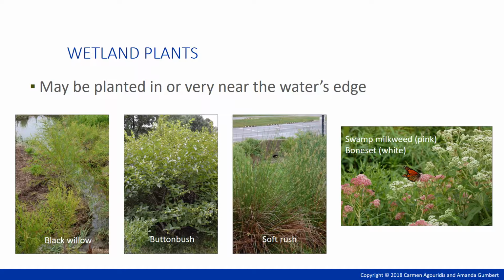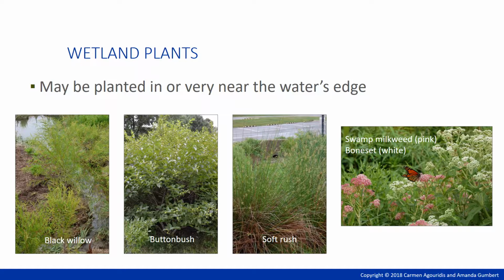Trees in this category may include black willow, sycamore, swamp white oak, and bald cypress. It is important to note that some species may be native to a particular state, but not truly native statewide. Bald cypress is native to western Kentucky, but not native for true ecological restoration in the central bluegrass of Kentucky.